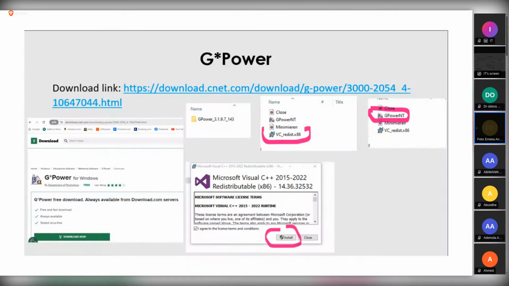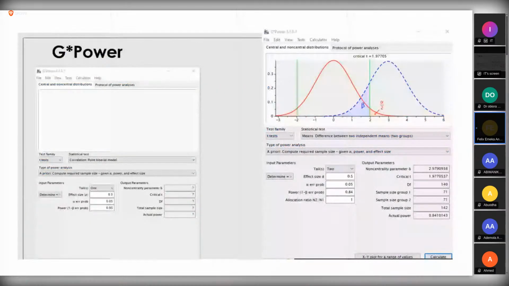So for G-Power, I've given a link where you can download the software. As at the last time I used it, it is still free, and I think it's still free. So you go to that link, you download it, you install it. I've highlighted the places to install, then you click install. Then once it's installed, when you open the software, which is in the next slide, you will also see that it looks like the EpiInfo that I just described. So you will just put the values and it will give you your sample size.